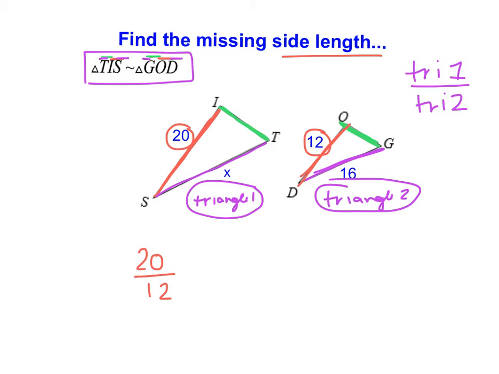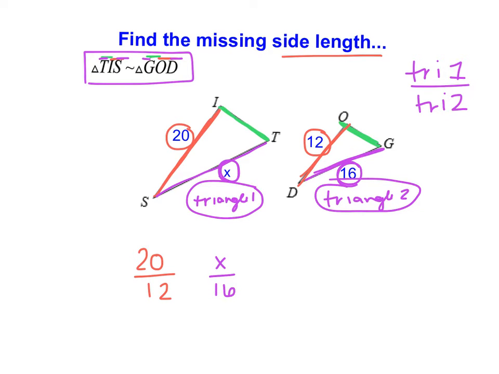And then I'm going to focus on the green side lengths. Well, I don't have any measures there, so I can't create a ratio. So then I'm going to move on to the purple side lengths, and I can see X and 16. So I have X as triangle 1 over 16, which is triangle 2.